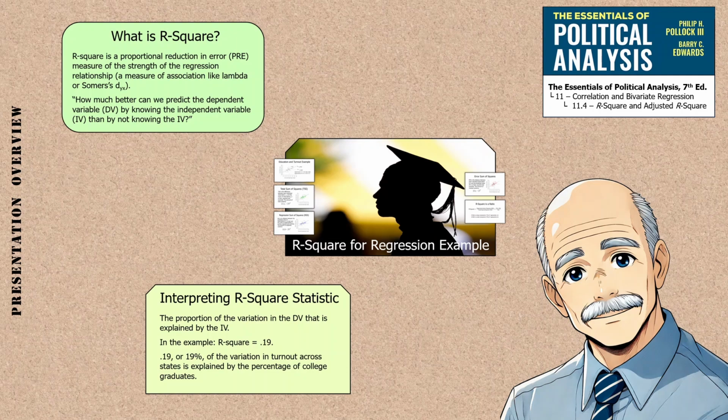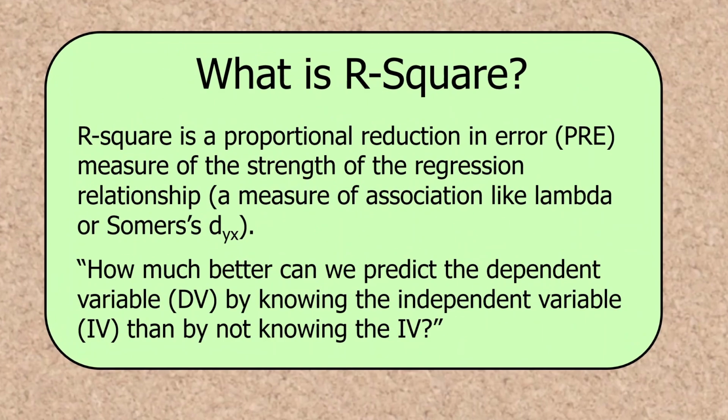In this module, I wanted to discuss R-Square, which measures the strength of relationships in regression analysis. R-Square is a proportional reduction in error, or PRE measure, and it poses the question of strength in the same way as lambda, which we used for nominal level variables, or Somers' dyx, which we used for ordinal level variables. The question is this: how much better can we predict the dependent variable by knowing the independent variable than by not knowing the independent variable?